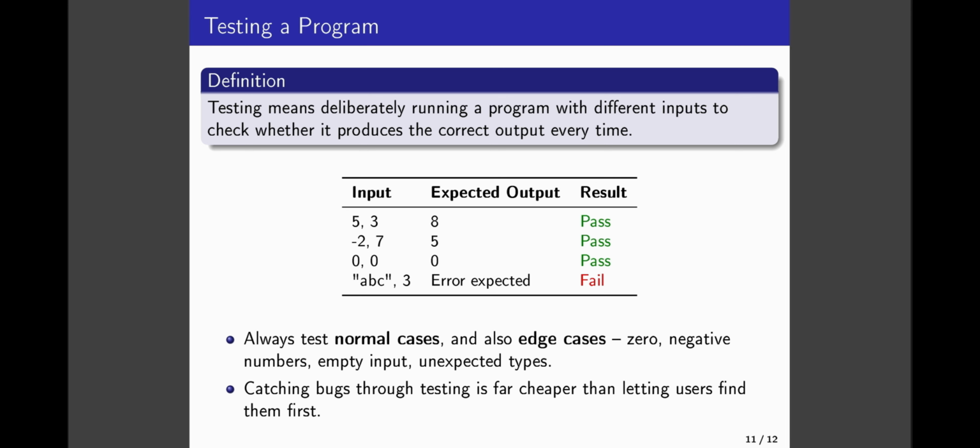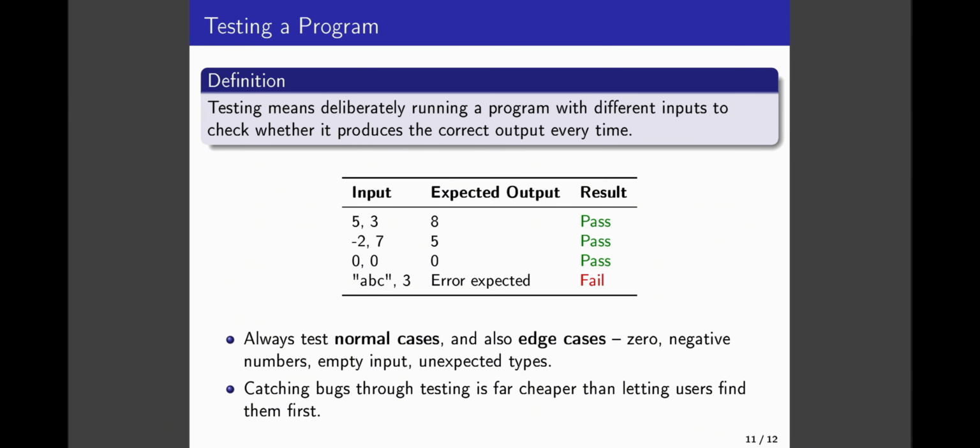Hope you understood that. Then testing a program, which helps you catch bugs before they even become a problem. Testing means deliberately running a program with different inputs to check whether it produces the correct output every time. So look at this simple test table.